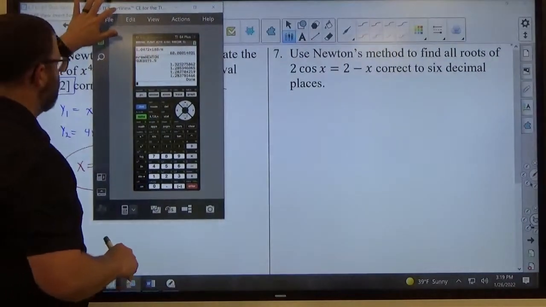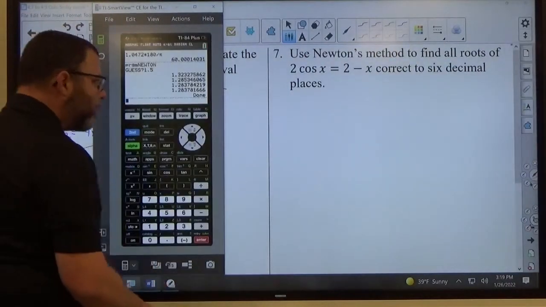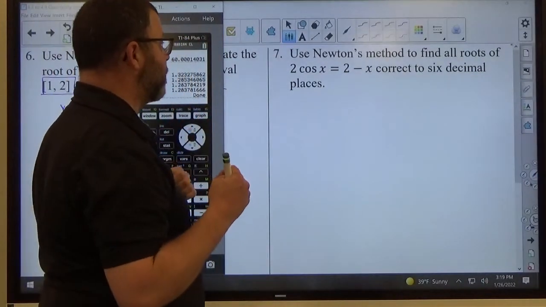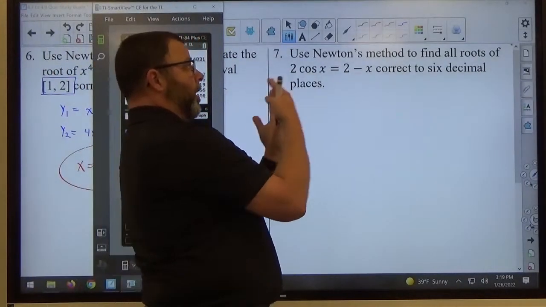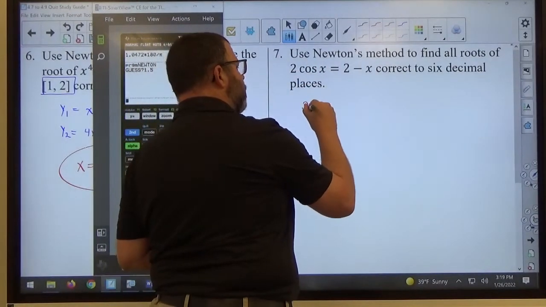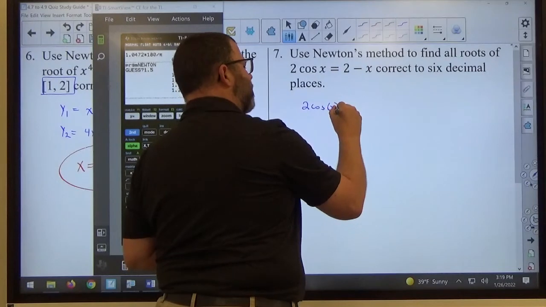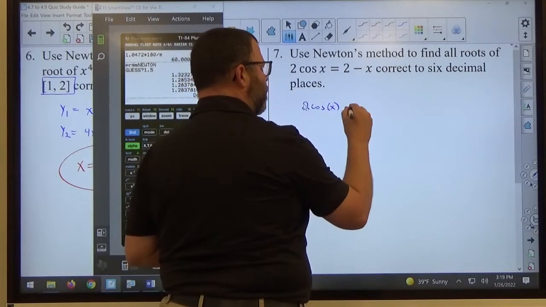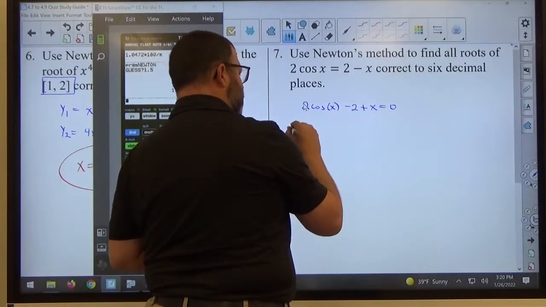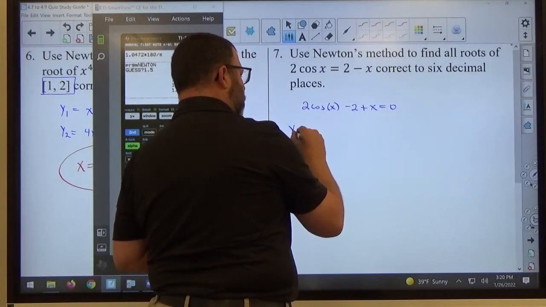We look at number 7. This time it doesn't equal 0, so the first thing I want to do is set it equal to 0, so I can either move the 2 minus x over or the 2 cosine of x over. I'm going to move the 2 minus x. So 2 cosine of x, I like to put parentheses just so there's no confusion, minus 2 plus x equals 0. So whatever equals 0 is going to be called y1.